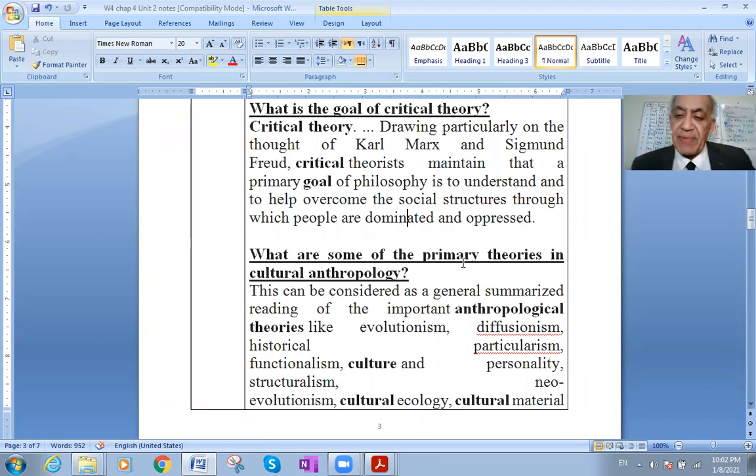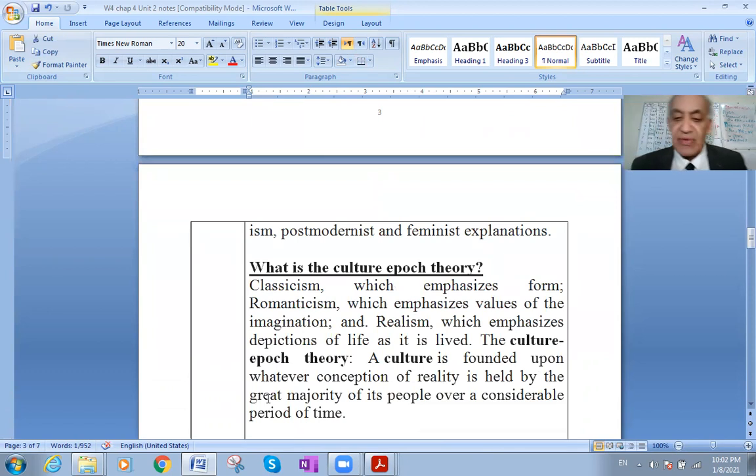What are some of the primary theories in cultural anthropology? Well, this can be considered a general summarized reading of the important anthropological theories like evolution, diffusion, particularism, functionalism, and structuralism. Those are the main theories.